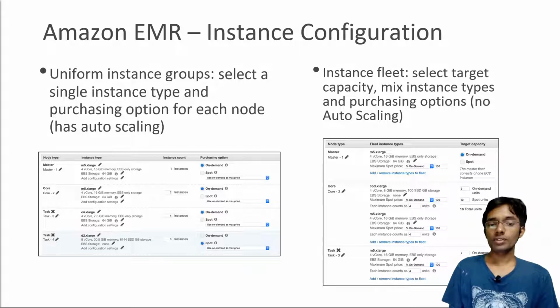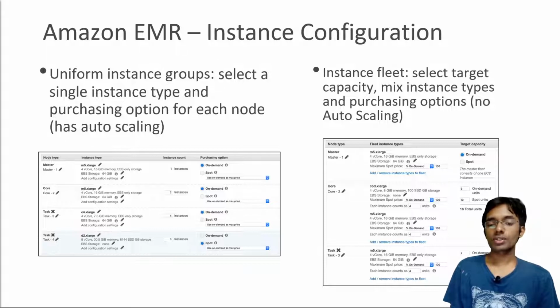The other type of EMR instance configuration is called an instance fleet, where you select a target capacity and you will mix instance types and purchasing options. And this has no auto scaling as of today. So in this example, you are saying, okay, my master is going to be an on demand instance, and my core can be a bunch of different instances, and 6 of them need to be on demand and 10 of them need to be spot instances, and same for my task. So it's a spot fleet basically for EMR. That's the best way to describe it.